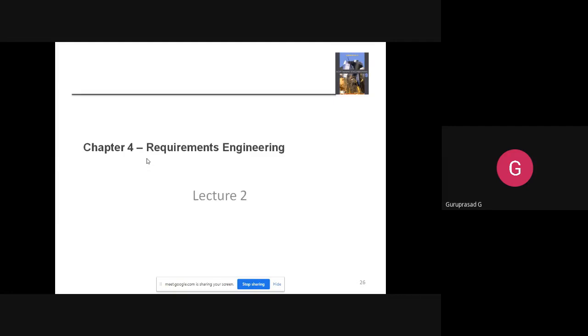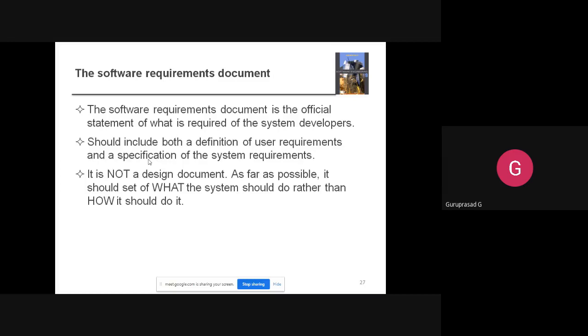Now, having studied this, we'll continue in the same chapter. Remember, we are not in a different chapter, we are in the fourth chapter only. The first module is somewhat lengthy, so please go through the topics. I'll have an interactive session once I finish this, like in the last class. The next topic is the software requirements document. It's a continuation of the same chapter.